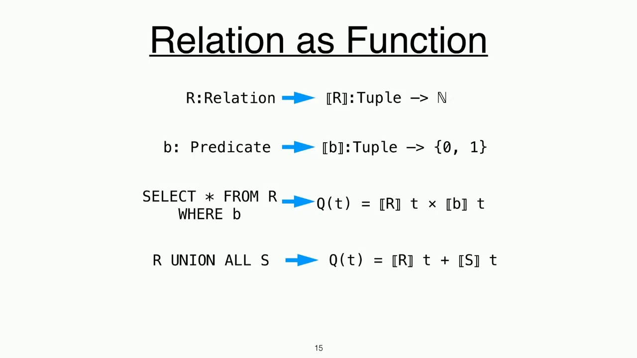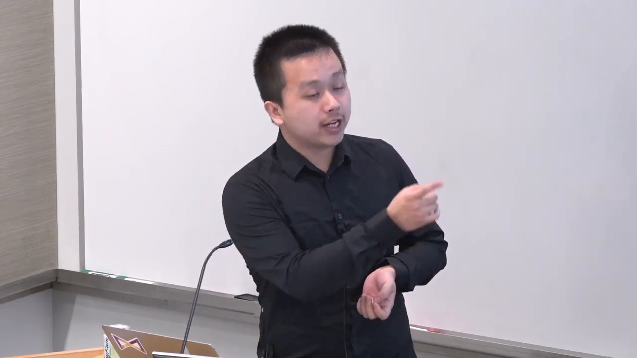And then we model a predicate as a function from a tuple to either 0 or 1, right? And then this SQL query, applying the filter predicate to the relation, could be modeled by the multiplication of the evaluation result of the predicate times the original multiplicity, or number of appearances, of this tuple in this relation. So union, like bag semantic union, is simply the addition of these multiplicities, right?